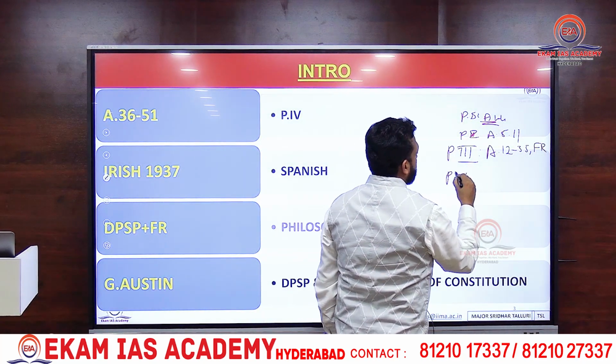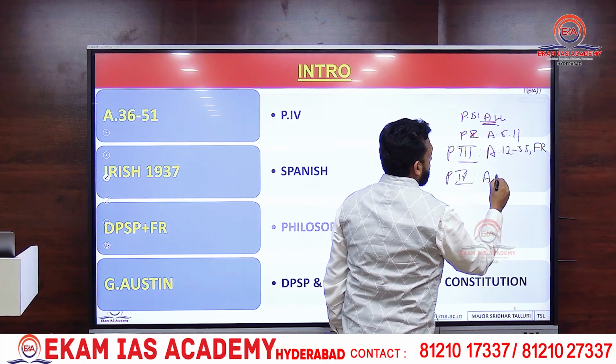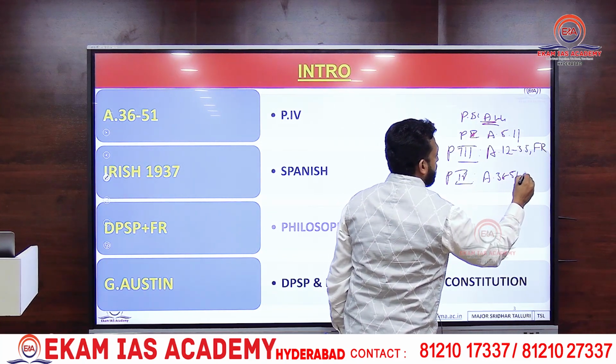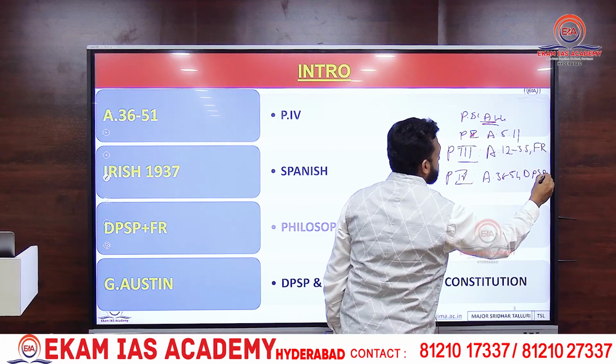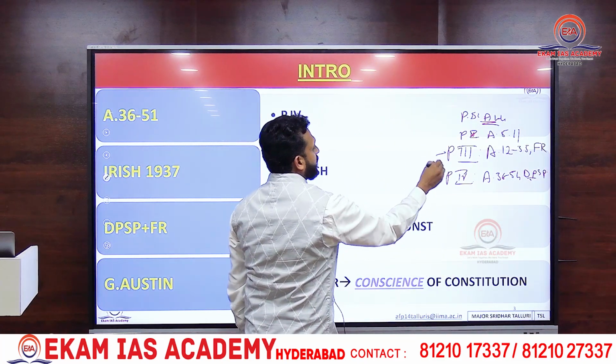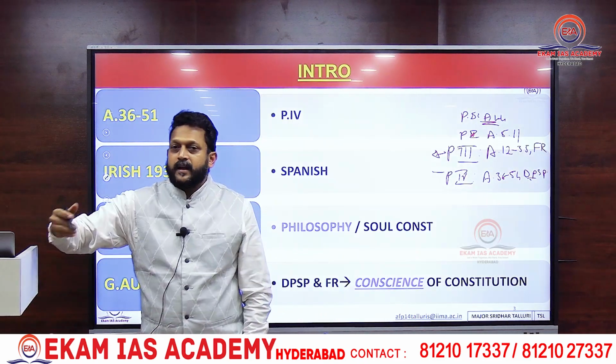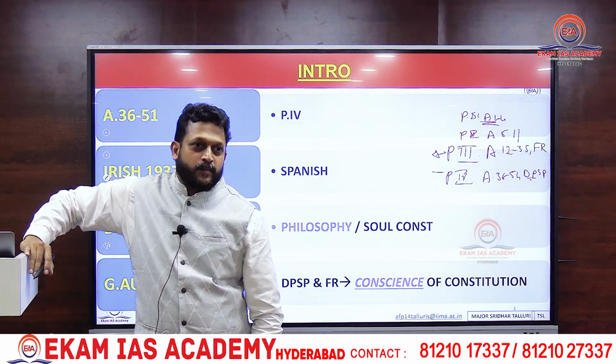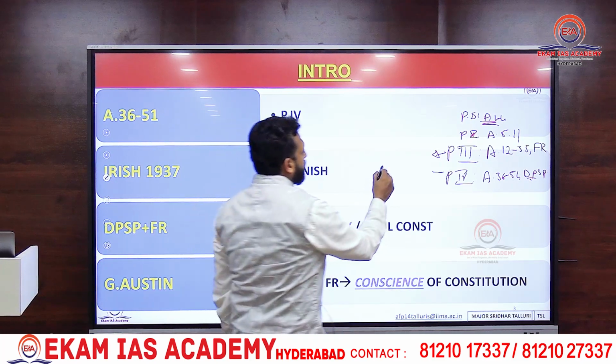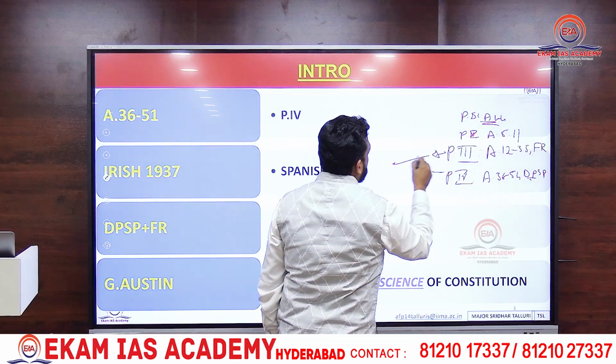Part 4: Articles 36 to 51, directive principles of state policy. Yesterday we saw at length that fundamental rights are enforceable, justiciable, because you should see during the framing of the constitution.